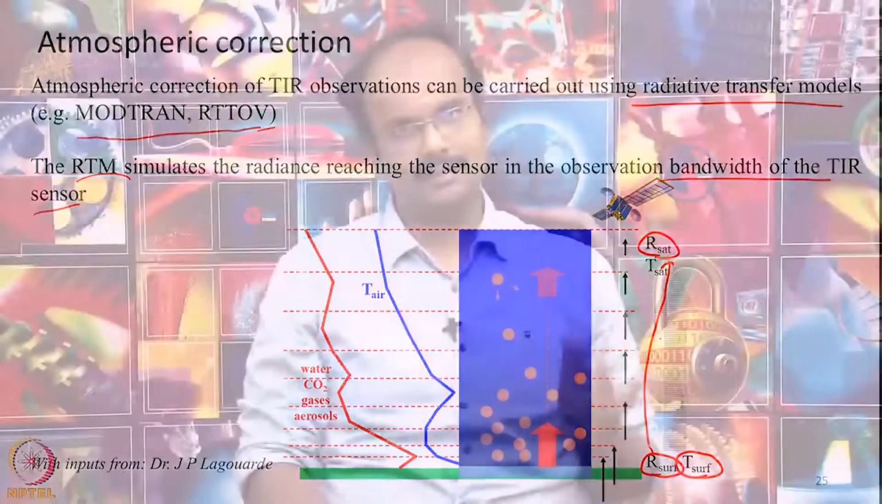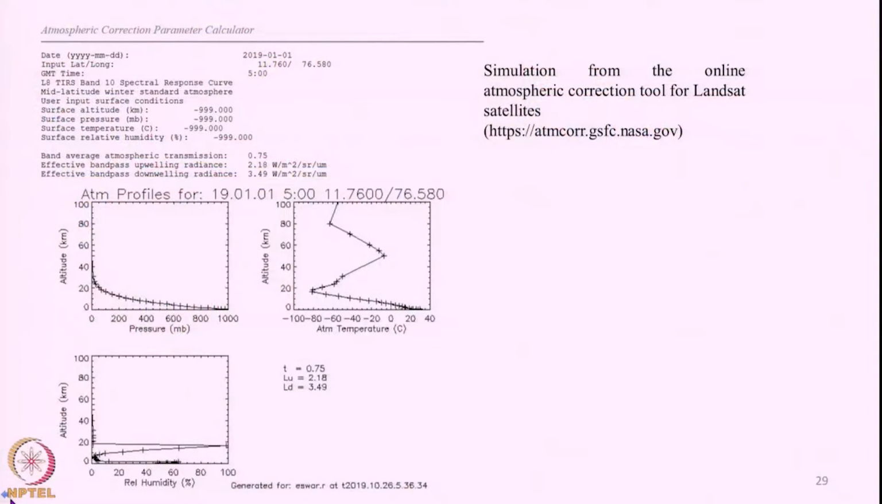Some of the models are available to us publicly, like the RTTOV model, and we can download and use it without any commercial terms. But sometimes as end users we may not have access to such things, and we may not have the computational resources to run these models, or we may not have the atmospheric data to run these models. So, how to do it as an end user? Is there any simple way to do this? Yes, especially for Landsat series of satellites, there is one simple way to do this. The way to do this is to use what is known as an online atmospheric corrector tool. What exactly is an online atmospheric corrector tool?